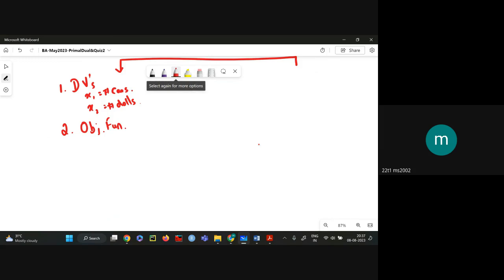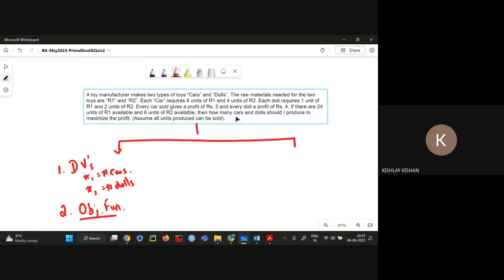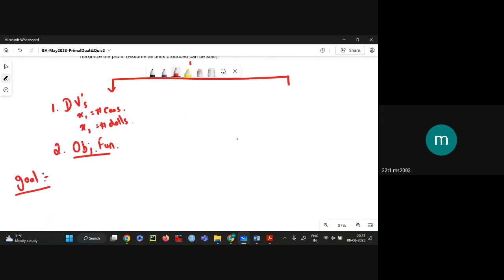So what is the objective? What is my goal when I find the number of cars and number of dolls? That is going to be my objective function. What do I want to do? I want to find the number of cars that I must produce and the number of dolls that I must produce. I must find this with a goal of what? What is my goal? Maximize the profit. Exactly. So my goal is going to be to maximize the profit.